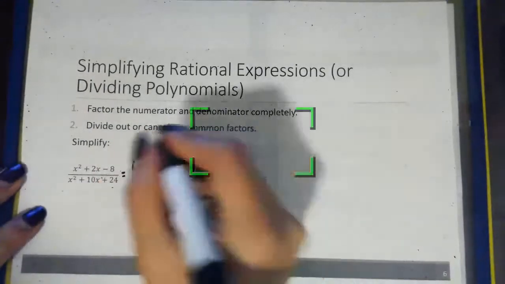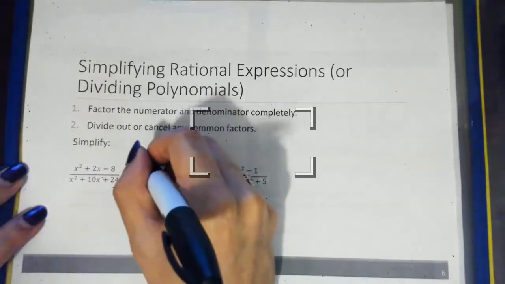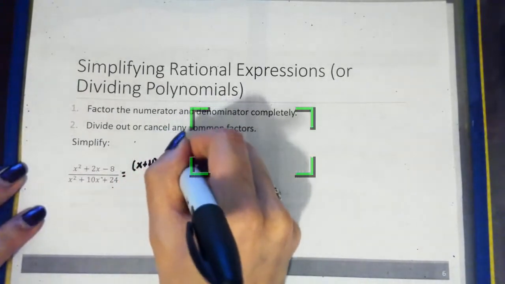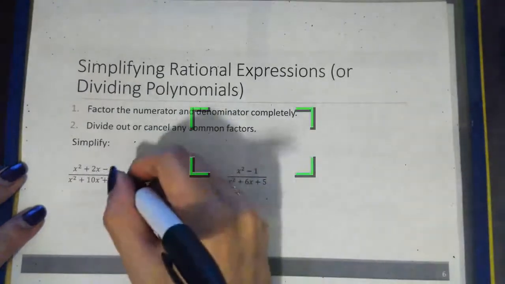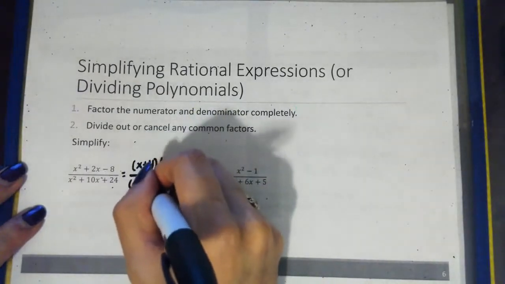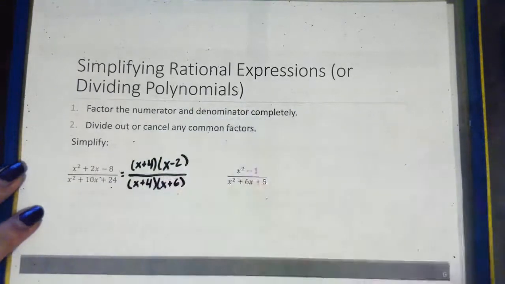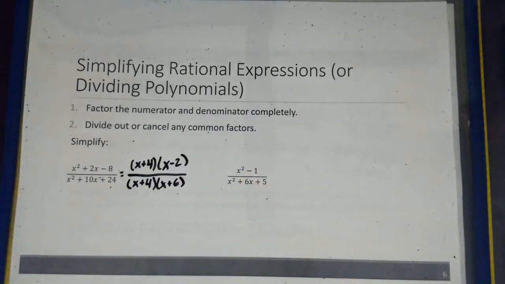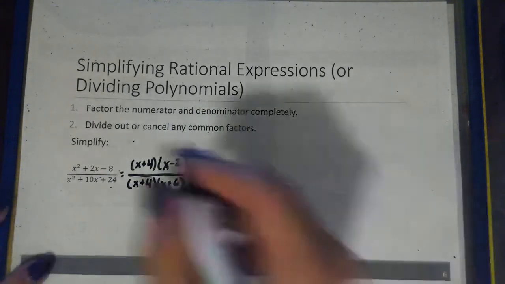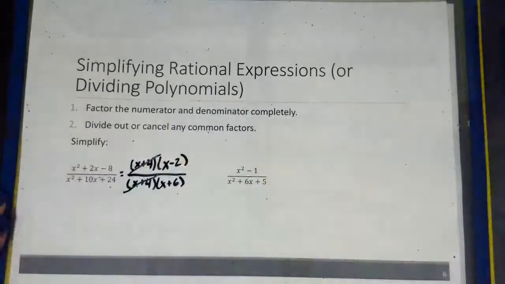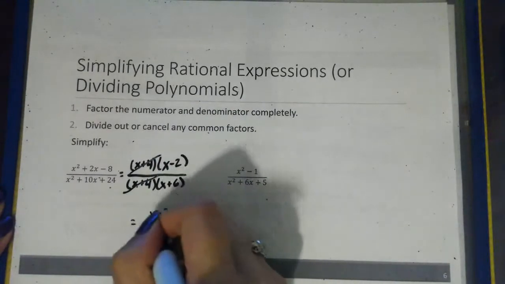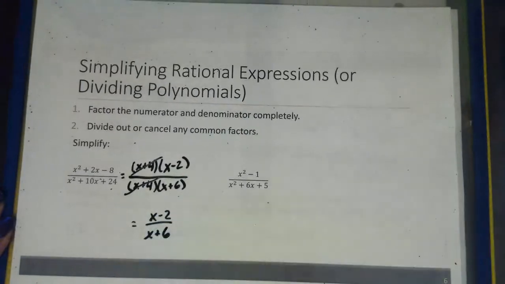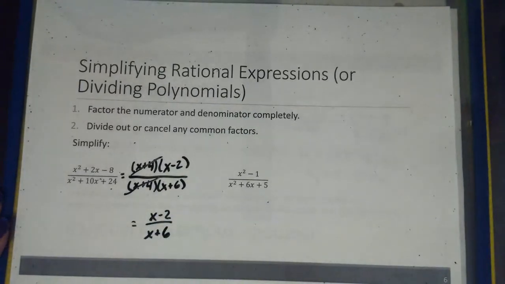So in my numerator, that will factor into x plus 4 times x minus 2. My denominator is going to factor into x plus 4 times x plus 6. I can divide out any factors that are identical in the numerator and denominator. They both have an x plus 4, and that leaves me with x minus 2 over x plus 6. So that's how this expression simplifies.